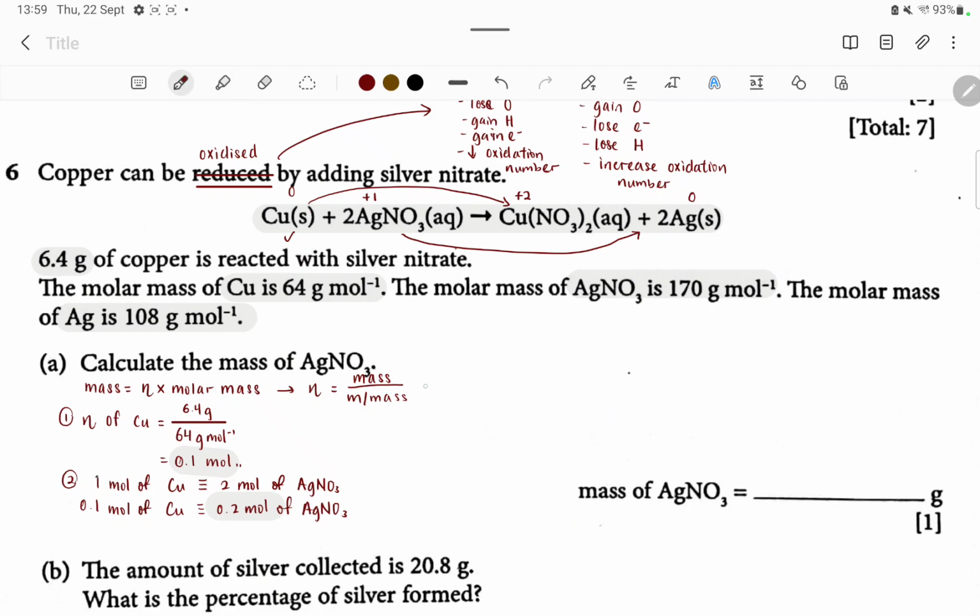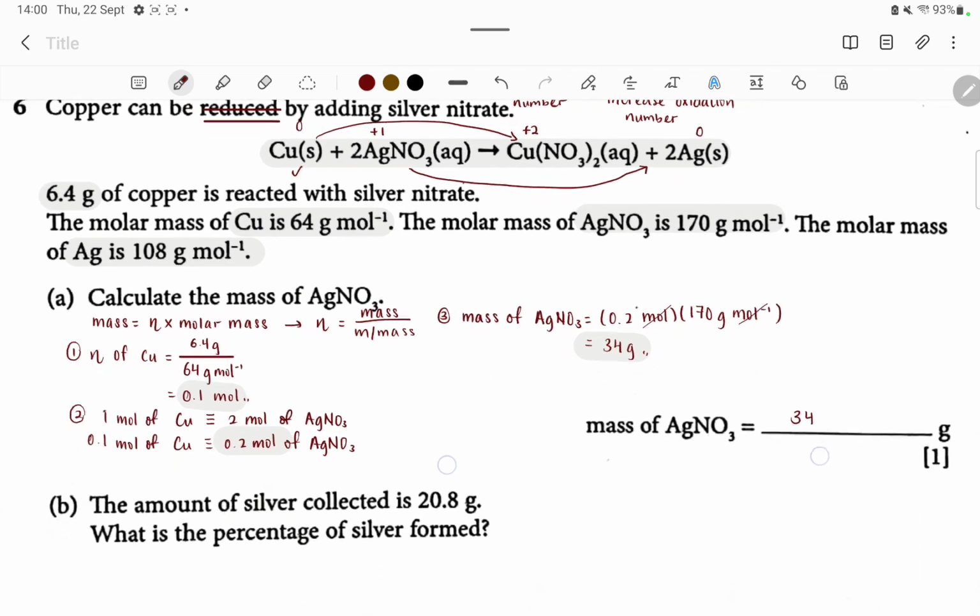After you find the number of moles, then only you can find the mass. Mass of AgNO3, this one, number of moles, 0.2 mole times the molar mass. So this one is 170 gram per mole. So mole times gram per mole. Press calculator, you should get 34 gram as your final answer. So this one is 34.